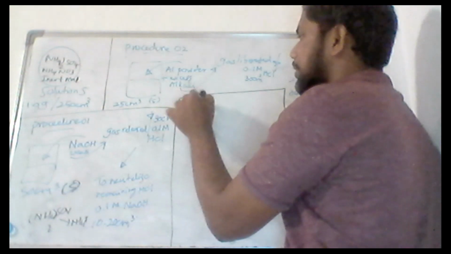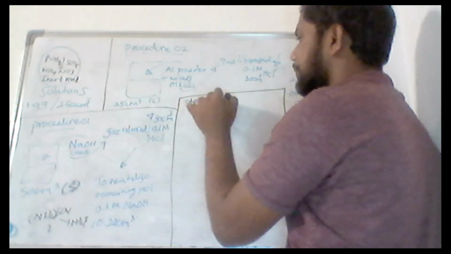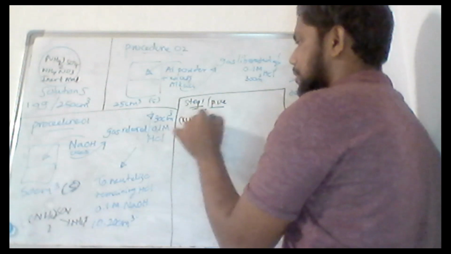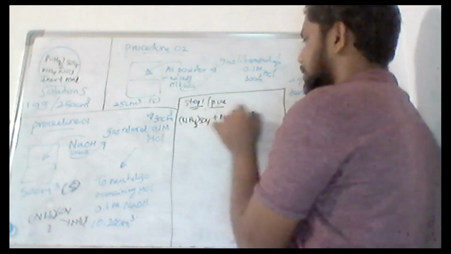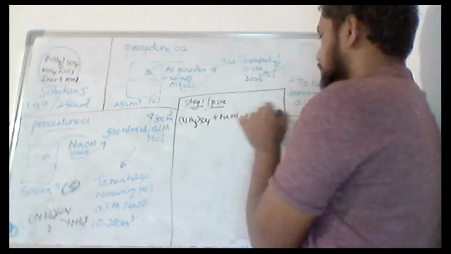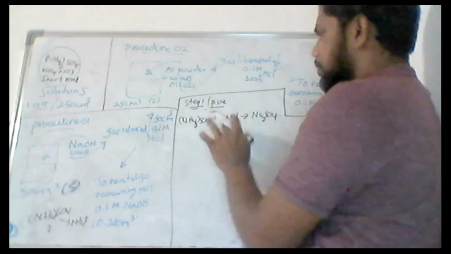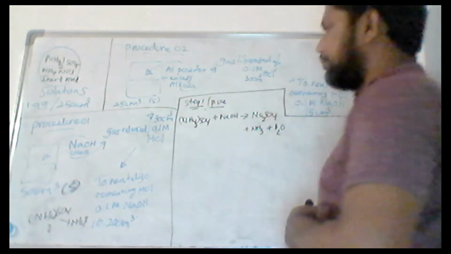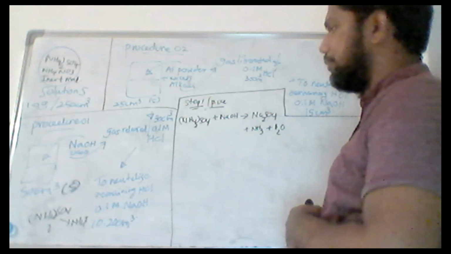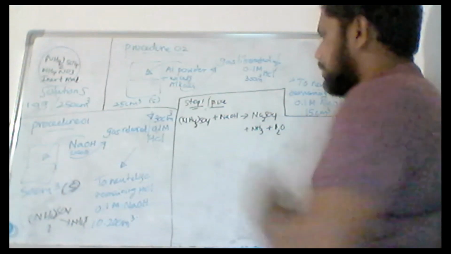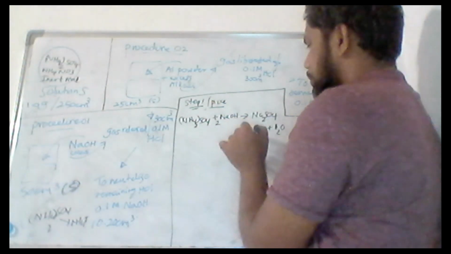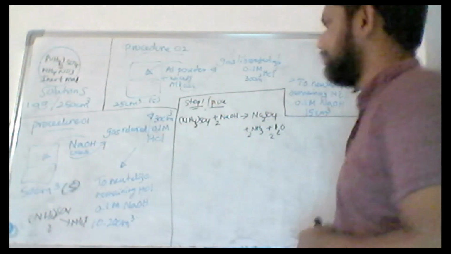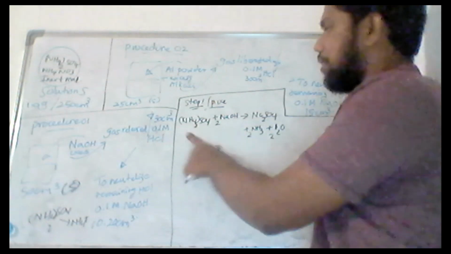So if I talk about step one, or procedure one, the reaction that is going to happen is first ammonium sulfate. See here, ammonium sulfate with NaOH is going to give sodium sulfate and ammonium hydroxide, so basically ammonia and water. This is what is going to happen, right? So I'll put 2 here, and there will be 2 ammonia here to balance the nitrogen and 2 water to balance the oxygen. This is one of the reactions that is going to happen, ammonium sulfate with NaOH.